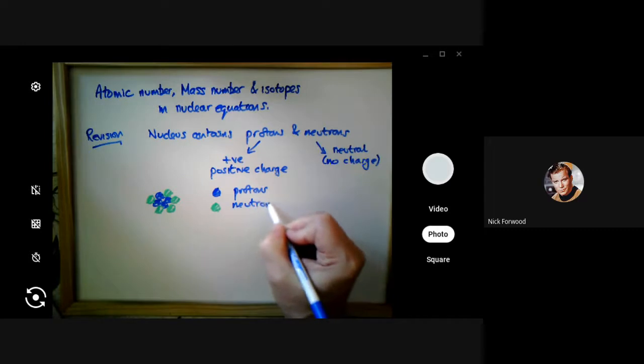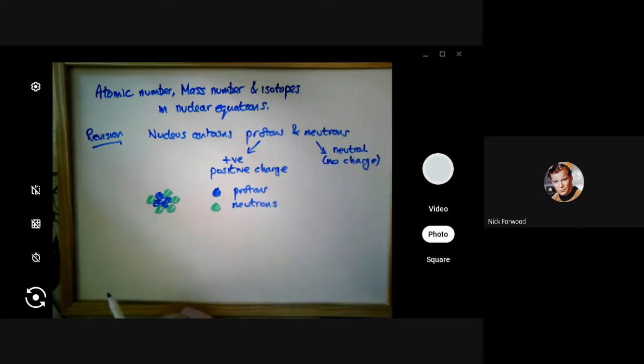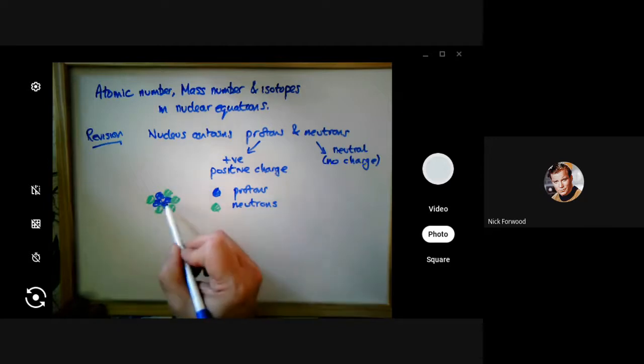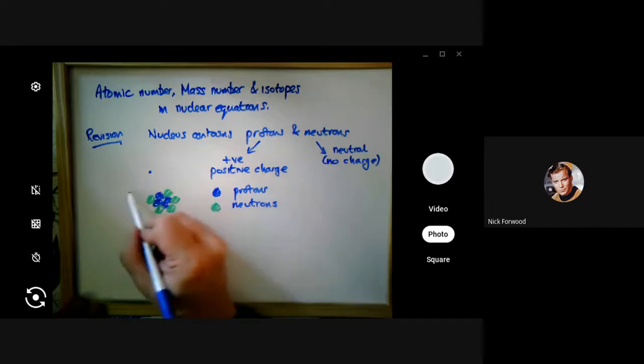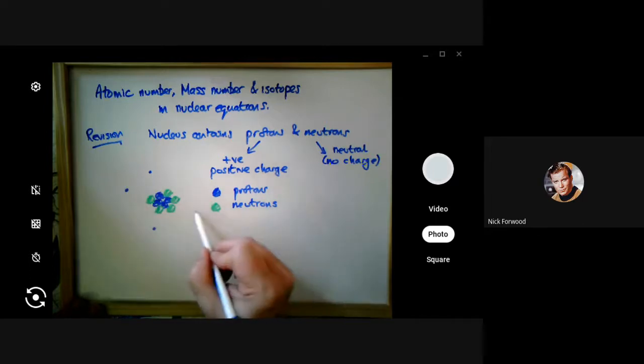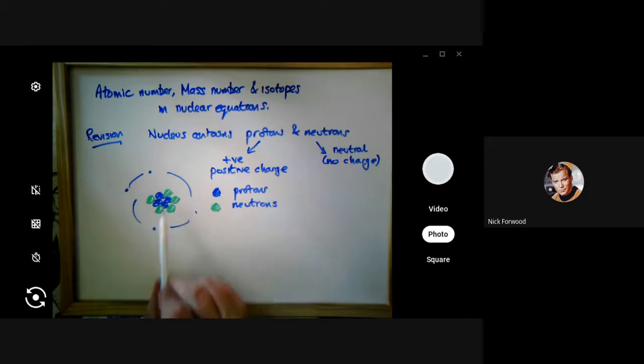And in an electrically neutral atom, there must be the same number of orbiting electrons as protons. So if I've got 4 protons here, I must have somewhere orbiting around the outside, going round and round somehow. I'm not really concerned about the electrons, but I must have 4 negative electrons to balance the 4 protons.